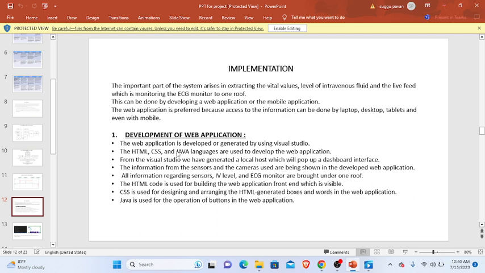That is, the sensor information, the IV fluid level information and the ECG monitor are brought into one roof and interfaced to the web application which we have created. The CSS is used to design and arrange the HTML boxes, and Java is used in the operation of buttons in the web application.